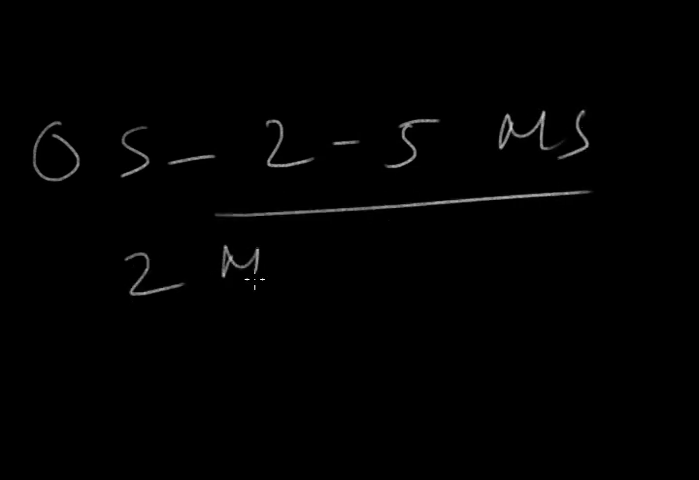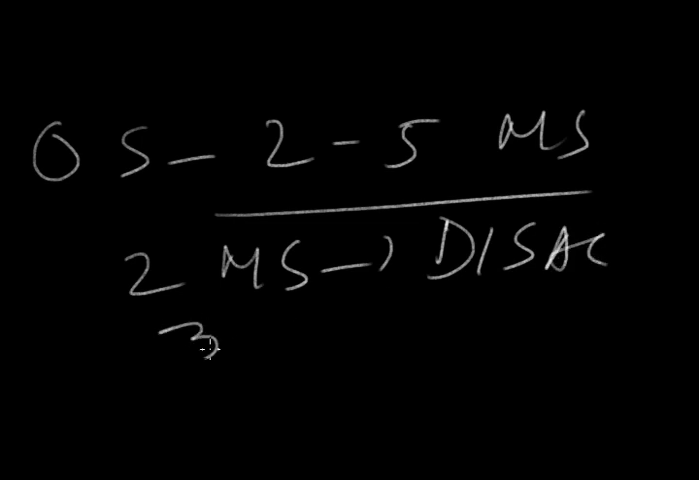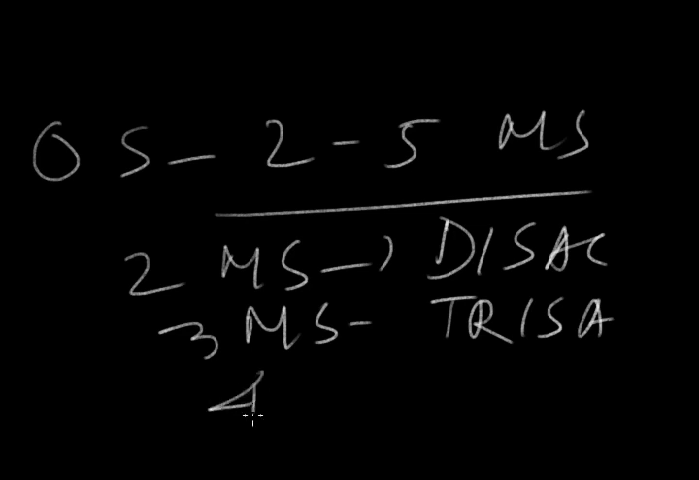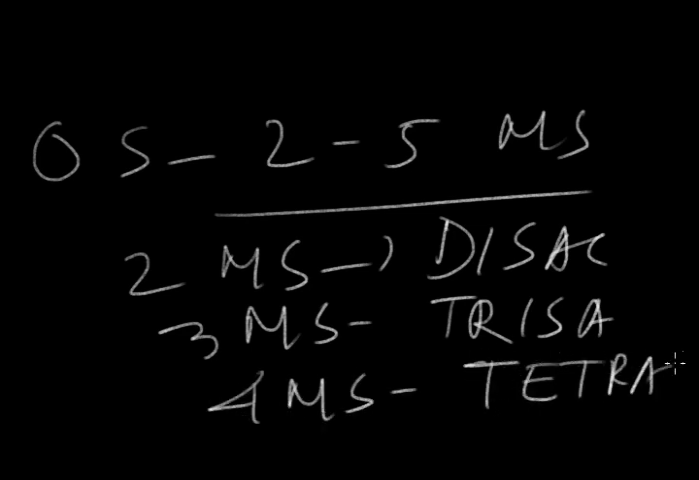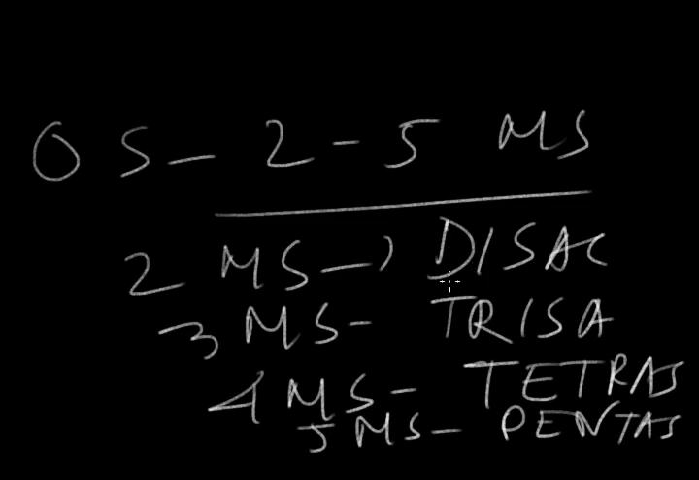If it contains 2 monosaccharides, it is a disaccharide. If it contains 3 monosaccharides, it is a trisaccharide. If it contains 4 monosaccharides, it is a tetrasaccharide. If it contains 5 monosaccharides, it is a pentasaccharide. Some of them are very important, with their examples.